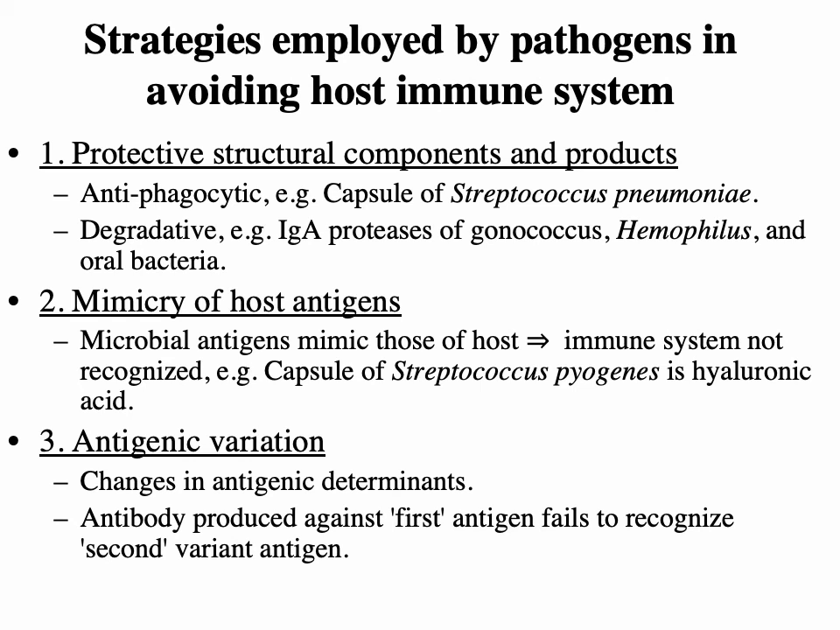So you can imagine that group A strep, or Streptococcus pyogenes, produces this capsule. Our immune cells or immune components encounter this organism, and they will not be able to recognize it, thinking that this is the same as our body component, so they're not going to attack it. So by producing a structure like that, the bacteria can avoid immune surveillance. Number three, antigenic variation. This is like changing the antigenic determinants. So the antibody produced against the first antigen will fail to recognize the second variant antigen.